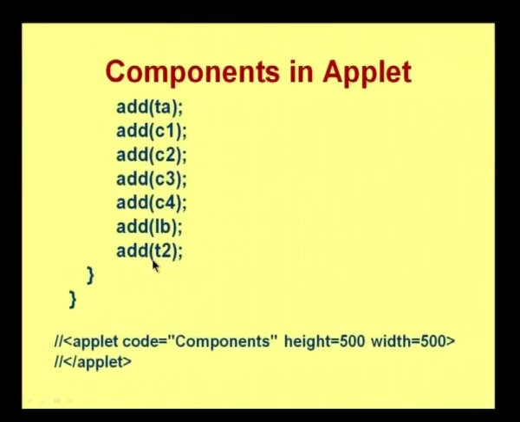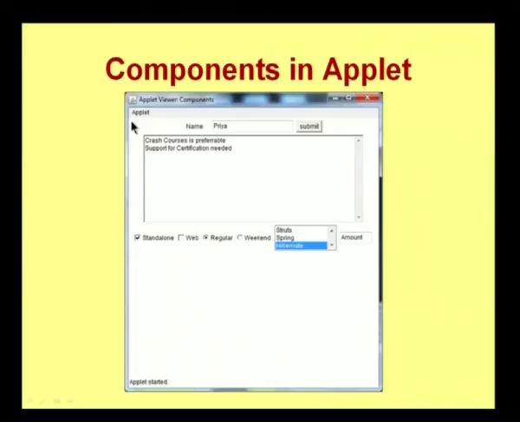Once it reaches the maximum size of the applet, the second row elements will start to be placed in the second row. Next I keep on adding all these elements, and based on the size of the applet and the size of the components, the elements will be organized. So here we have the applet code, and you can see an applet being displayed with the text box and then your button that has been designed.